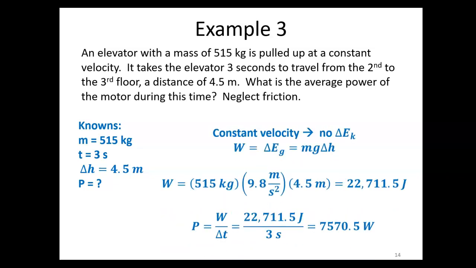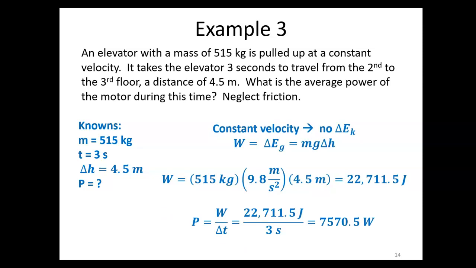Therefore, the work is equal to the change in the gravitational potential energy, which is the mass of the elevator times g, 9.8, times how much its height changed, which is 4.5 meters. And then once we have found the work, which is 22,711 joules, we take that work and divide by the time, which was 3 seconds, to figure out the watts of power that the motor was providing as it moved the elevator.